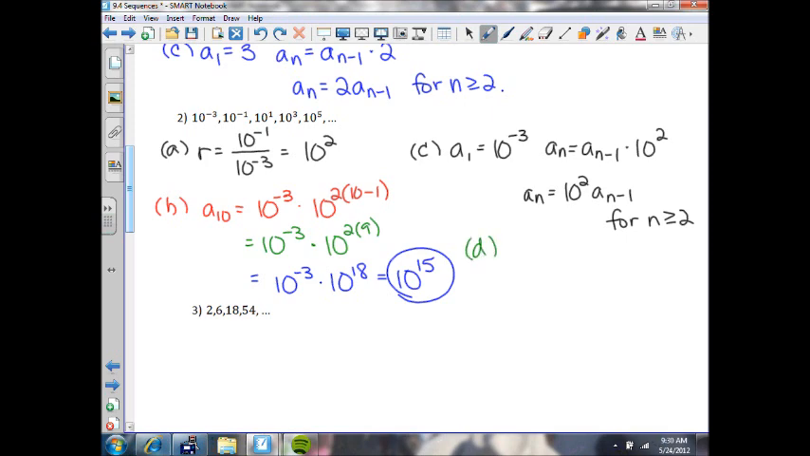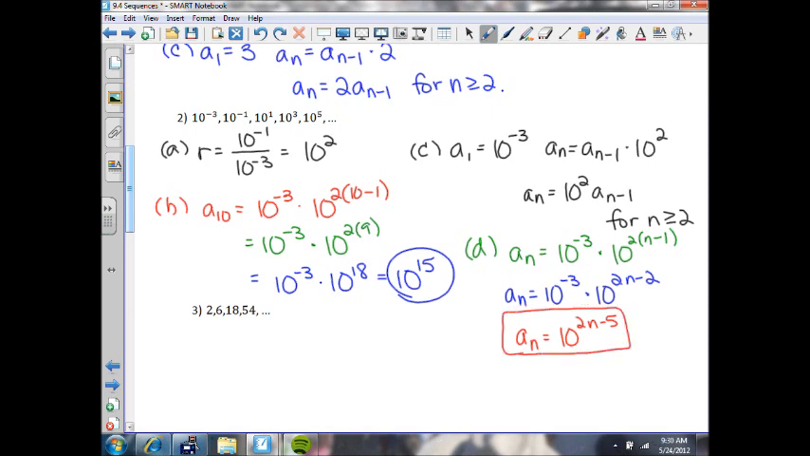Part D is going to be our explicit rule. So a sub n will equal our first term times our ratio to the n minus 1 power. That will actually simplify to 10 to the negative third times 10 to the 2n minus 2, which means when you add your exponents, 10 to the 2n minus 5. So there's our explicit rule.